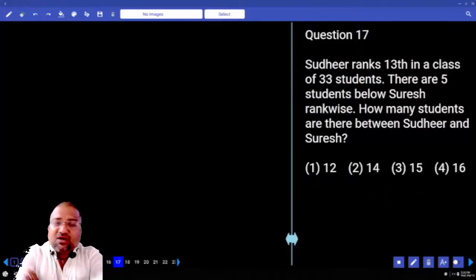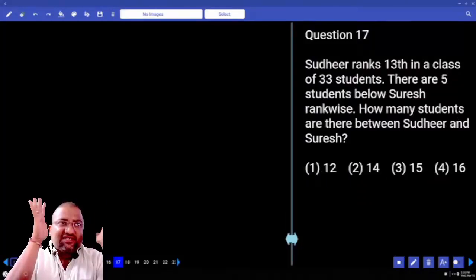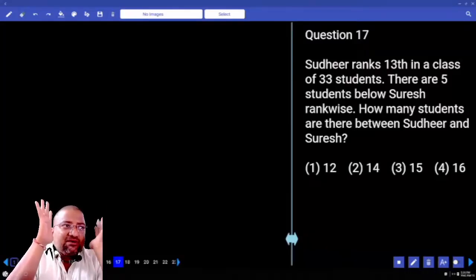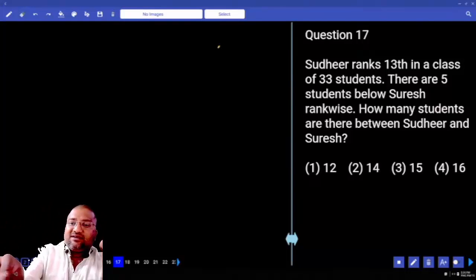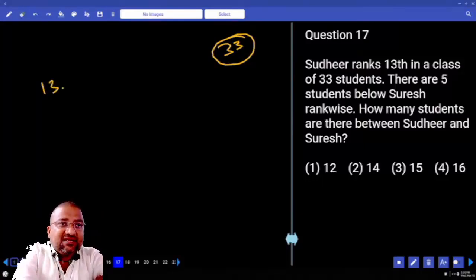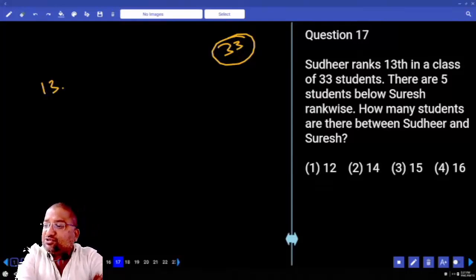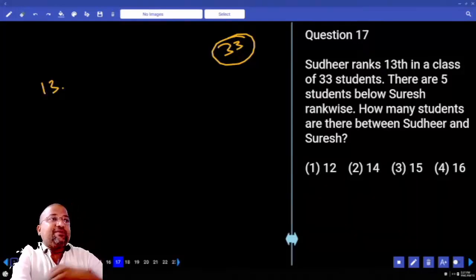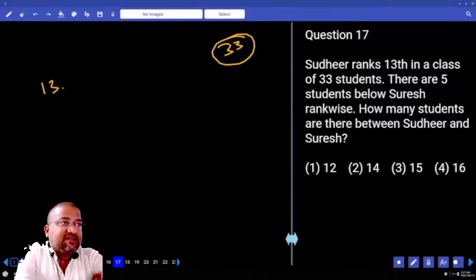17. Sudhir ranks 13 in a class of 33 students. This question, simply use your brain. Don't waste your time. Understood? What is Sudhir's rank in a class of 33 students? 13th, that is 13th from top. Okay? Next, there are 5 students below Suresh rank wise. Below Suresh there are how many people? 5. Right?